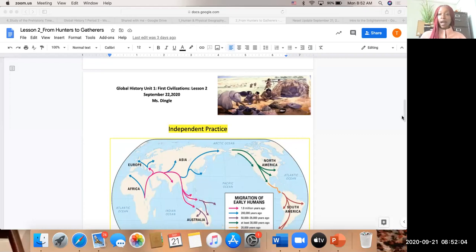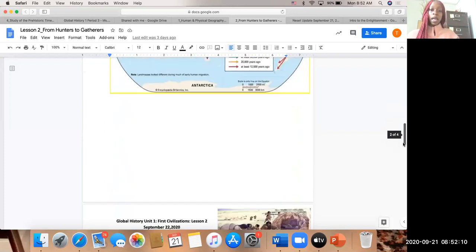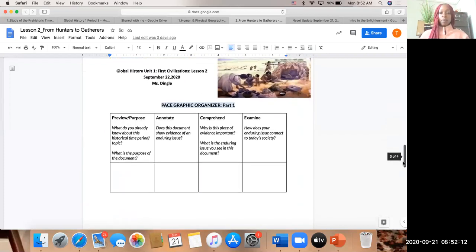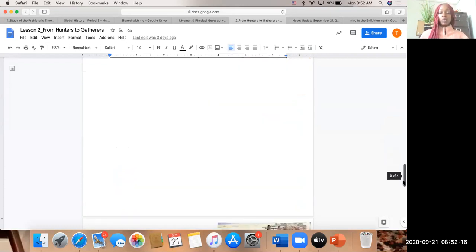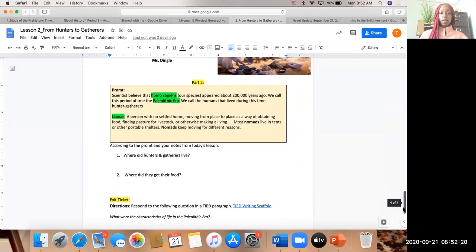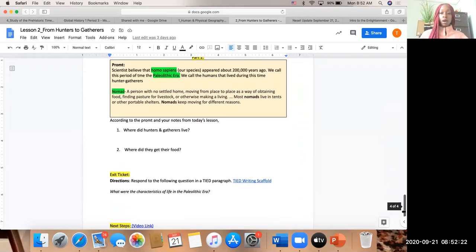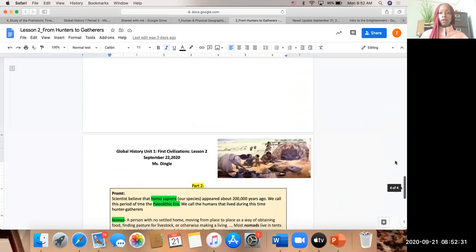In this independent practice, you will be looking at a map of the migration of early humans, and then you will be completing this PACE chart. This is all in part 1, and then you will be reading a short text or short prompts, and then completing the 2 following questions. All right, I'll go through each part of your independent practice so you know what to expect for tomorrow.